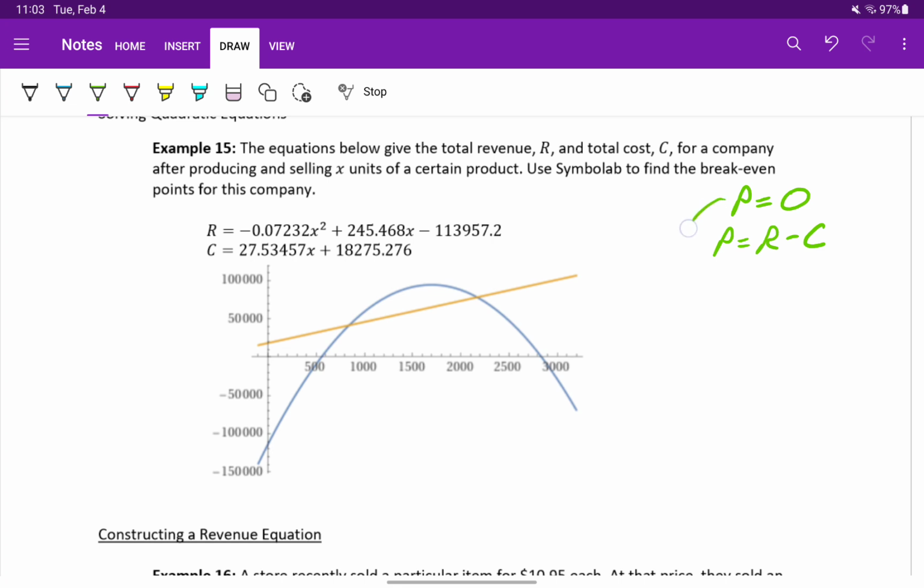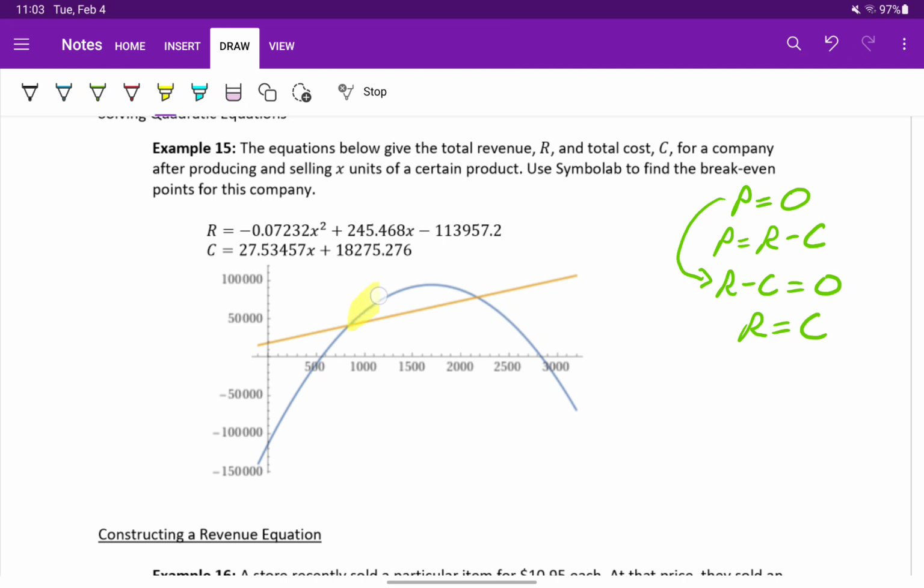So we could update that first equation to, instead of being profit is equal to zero, we could say that revenue minus cost is equal to 0. And if we add cost to the other side, we get revenue equal to cost. So we can find break-even points by setting a profit function equal to 0 and solving, or by setting a revenue and a cost equation equal to each other and solving that.